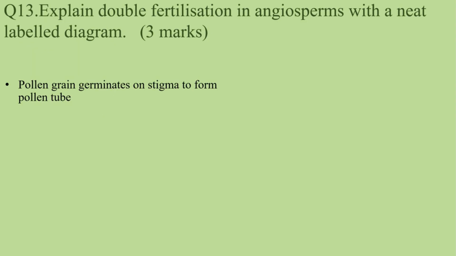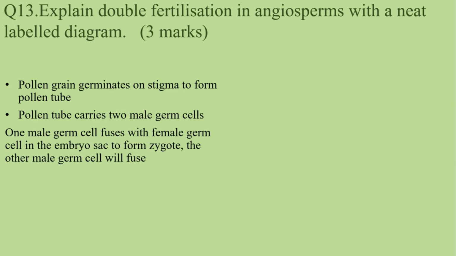So the stepwise, if you say what is double fertilization: the pollen grain first germinates on the stigma to form a pollen tube. Then the pollen tube carries 2 male germ cells. We can also call germ cells gametes, in which one male germ cell fuses with the female germ cell in the embryo sac to form the zygote. Female germ cell means egg, and the embryo sac is formed within the ovule. So the female germ cell fuses with one male germ cell to form a zygote.